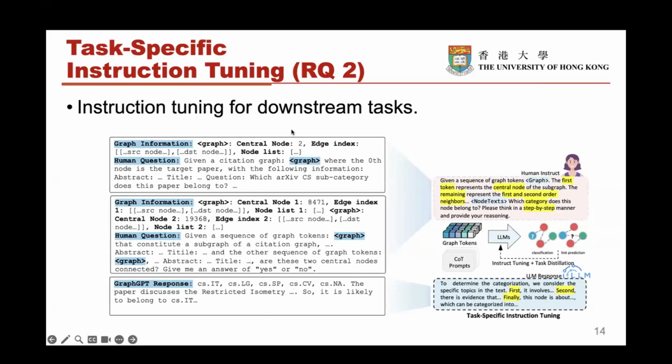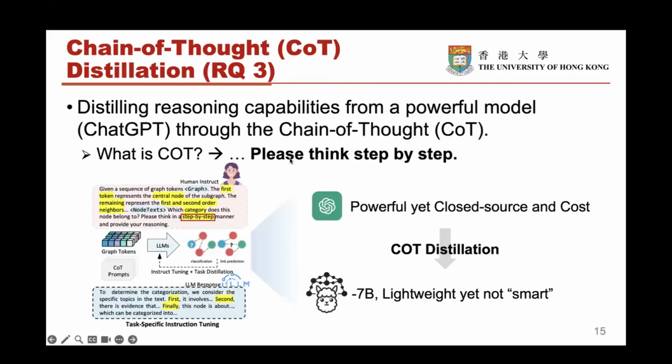The second stage is task-specific instruction tuning. We use instruction data for the downstream task. This figure shows the instruction template of our node classification and link prediction tasks. And then we answer research question three by distilling reasoning ability from a powerful model such as ChatGPT through our chain of thought distillation.